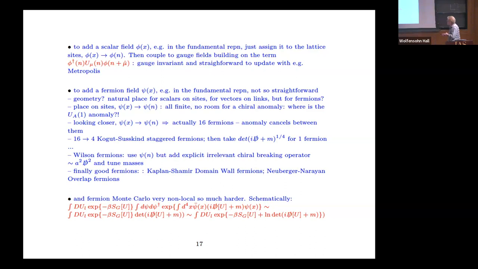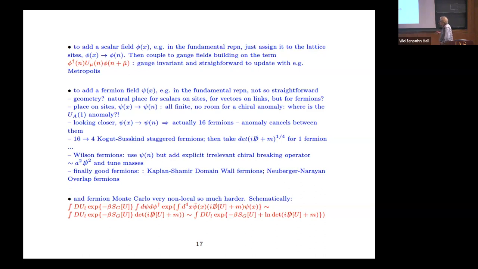So actually you have 16 flavors here, and when you look even more carefully, they have different charges under the axial U1 symmetry, and the anomaly cancels for that reason. So that's fine in the end. But it's not fine in the sense that you've got 16 fermions. You don't really want 16 fermions normally in your calculations. So you can reduce that to 4. Kogut-Susskind did that with staggered fermions, but you still have 4. And then if you're very brave, you get determinants out of integrating the fermions, and you can take the fourth root of that, but some people are less happy with that kind of process than others. But anyway, you can do that.